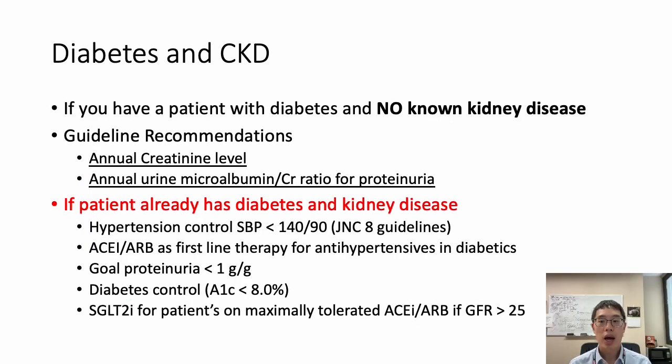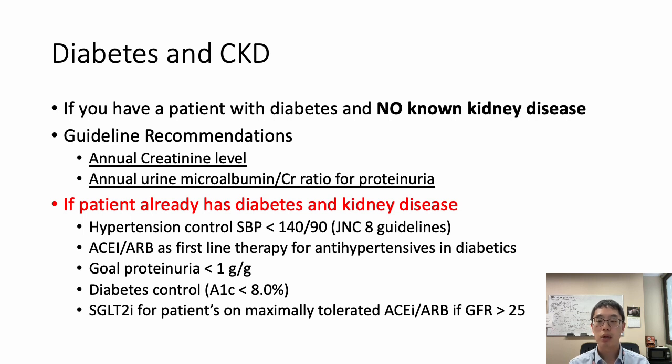What about for patients who have diabetes but no known kidney disease yet? We generally recommend monitoring their kidney function with both a serum creatinine level and urine microalbumin to creatinine ratio to evaluate for proteinuria annually. In patients who have diabetes and chronic kidney disease, we generally want to try to optimize their risk factors and minimize their proteinuria.